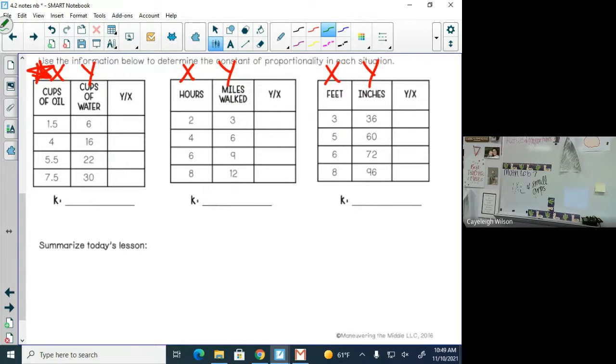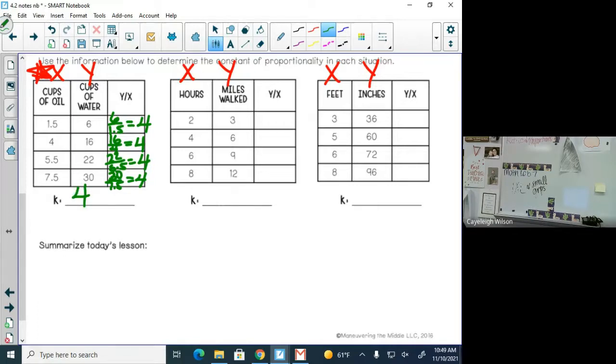All right, so I take 6 divided by 1.5 and I get 4. I do 16 divided by 4 and I get 4. 22 divided by 5.5 and I get 4. And 30 divided by 7.5 and I get 4. So what is your constant of proportionality? 4.